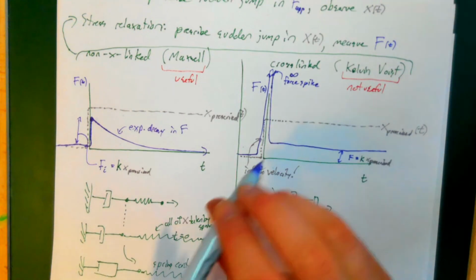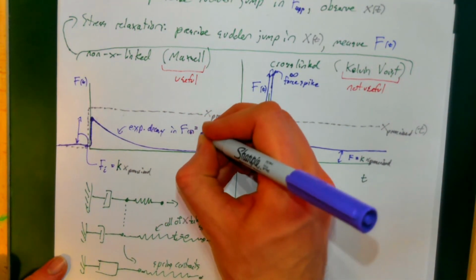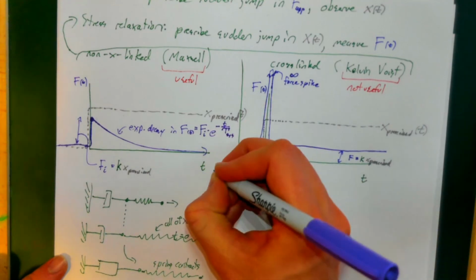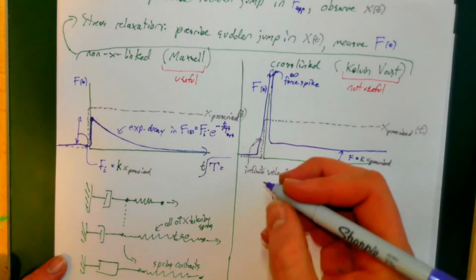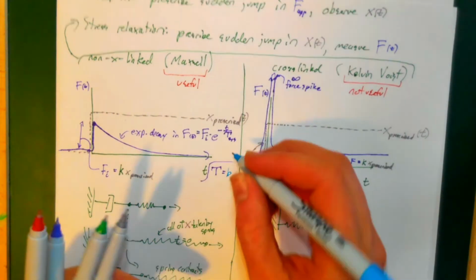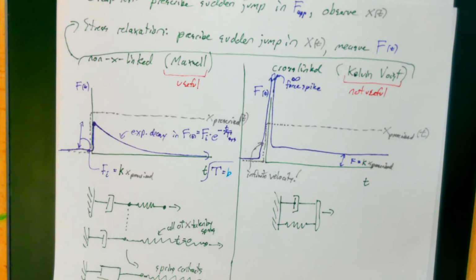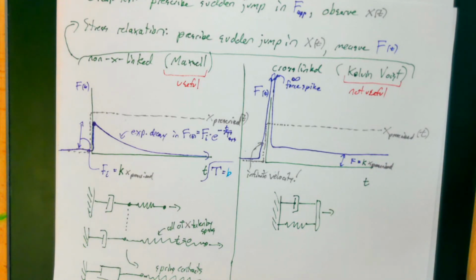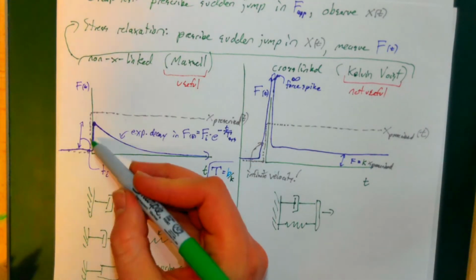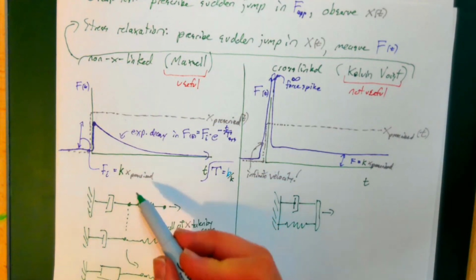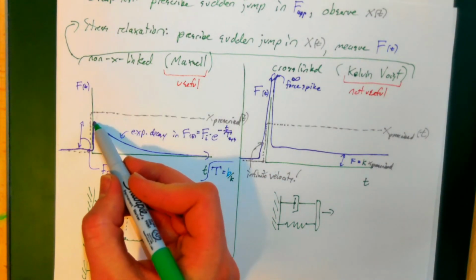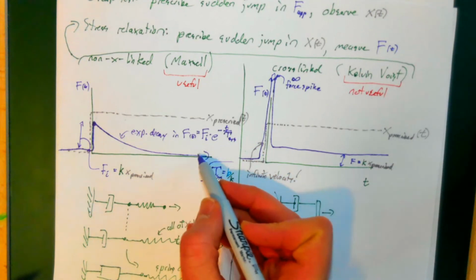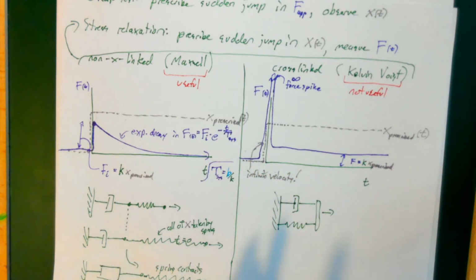And this exponential decay, f of t, is basically equal to f initial times e to the minus t over tau of the system, where the tau of the system for this one ends up having the same expression as the other one. The tau of the system is equal to b over k. So you figure out this initial force to figure out k, because you would know your x prescribed, and you'd measure that first data point, and then once you figured out this exponential decay, you can use all that information to figure out b.